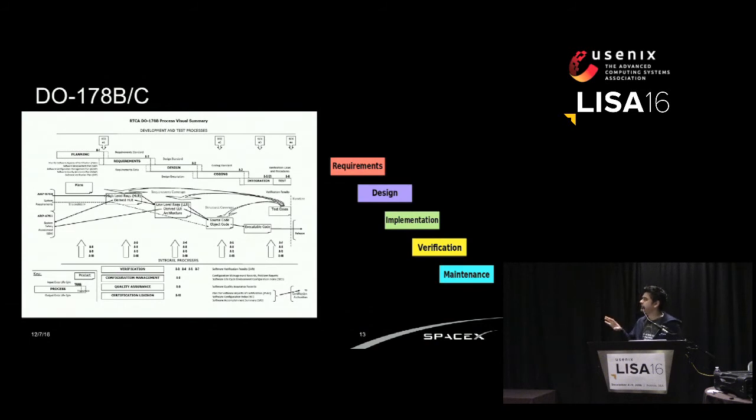DO-178B and C to the point that there's almost this belief that if you get planning, requirements and design correct, the coding, the actual implementation, is not the most important part. It's not the hardest part, and it's not the part to apply your most skilled engineers. If you do planning, requirements and design correctly, you don't need to necessarily worry about how the code is being developed, because the traceability in the whole process will catch any deviation.